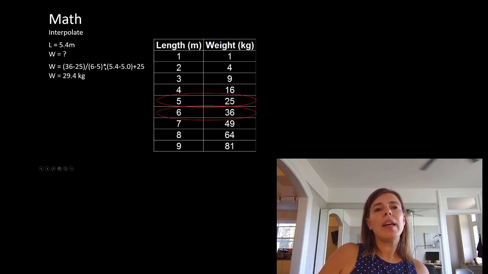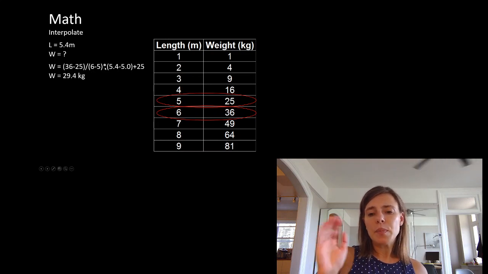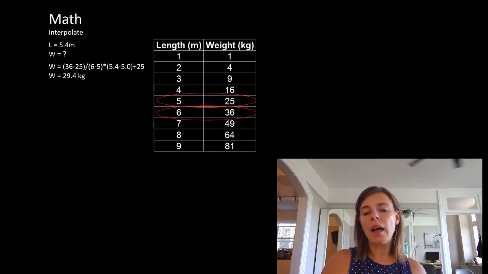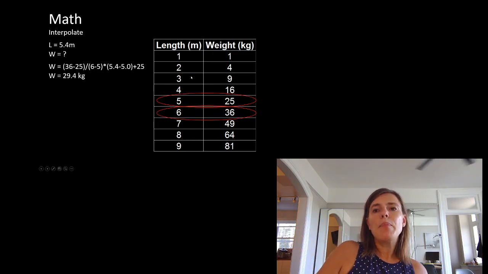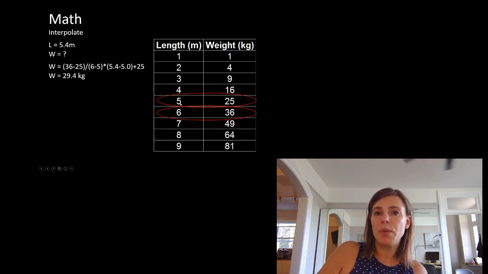Now, I've written out here how to do it. This sometimes takes a little bit of thought. On the next slide, I have a worked out version of it. But basically, we want to know what the difference between 36 and 25 is. We want to know what the difference of 6 and 5 is, and we want to know what that ratio is, and then we want to compare it to the difference between 5.4 and 5.